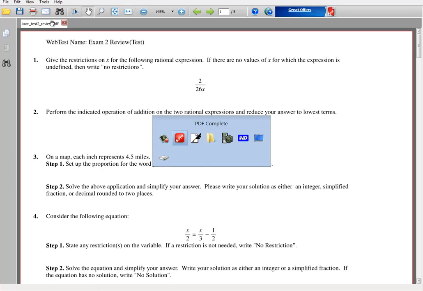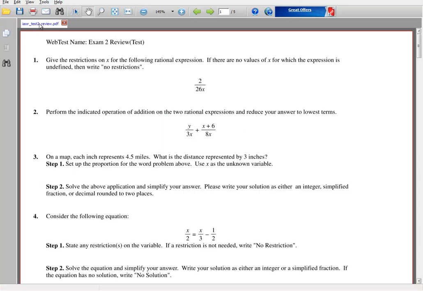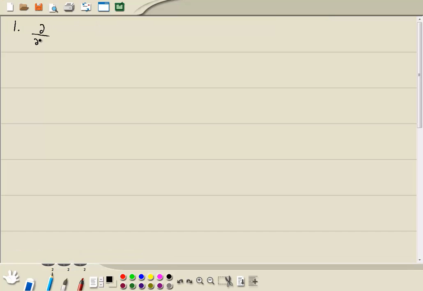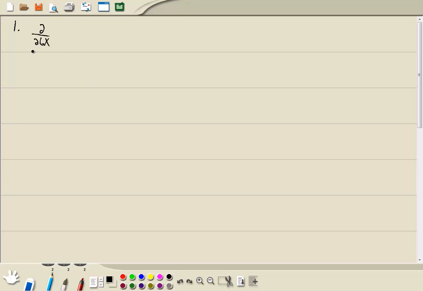Let's take a look at this problem. We got 2 over 26x. The instructions say give the restrictions on x to the following rational expressions. If there are values of x for which the expression is undefined, then write those restrictions. If there are no values of x for which the expression is undefined, then write no restrictions. Okay. When they say give the restrictions, they're saying basically find the domain.